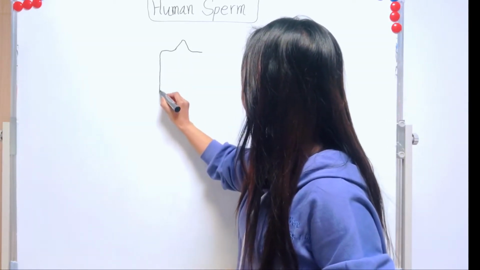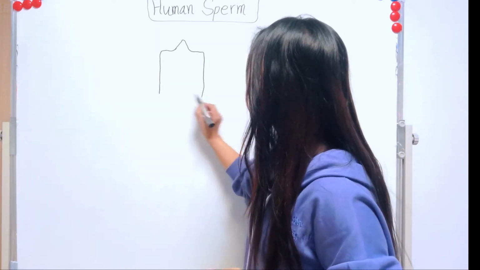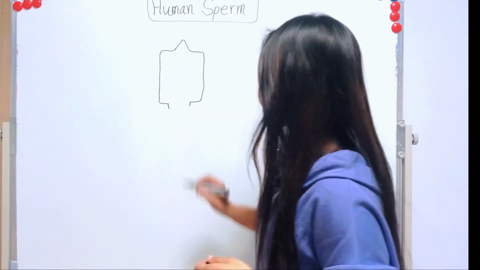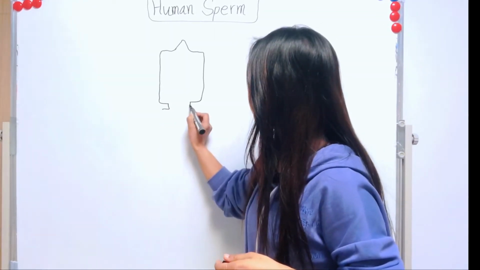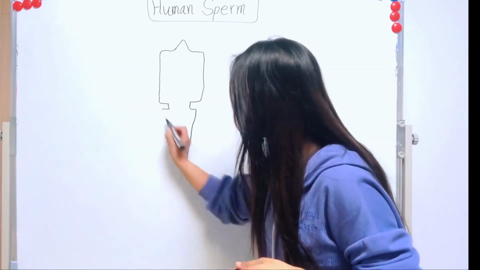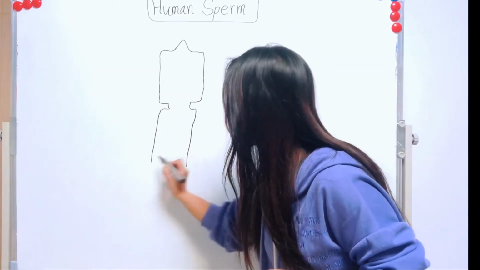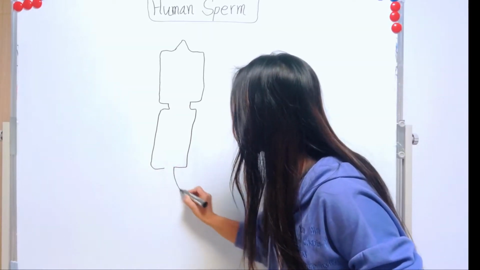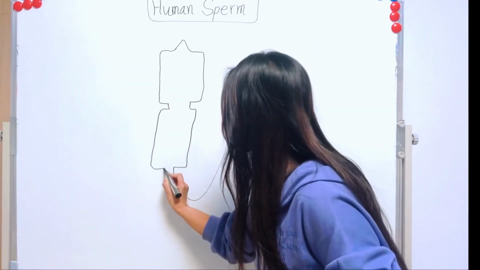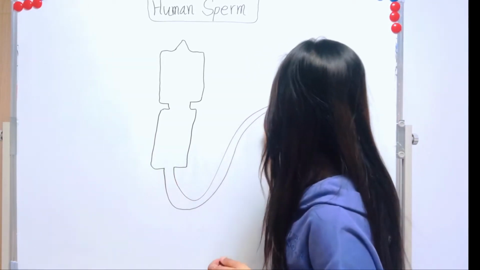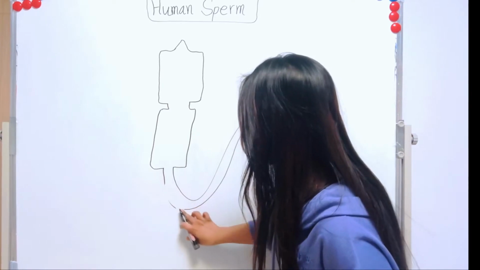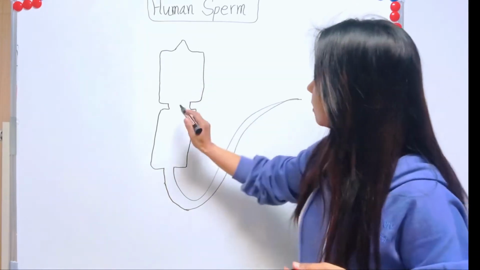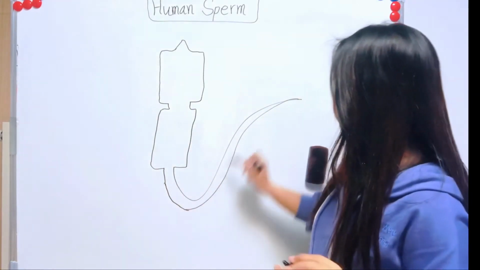So this is the head of the sperm, then neck. After the neck, this is the middle piece, then finally this is the tail. So head, neck, middle piece and tail.